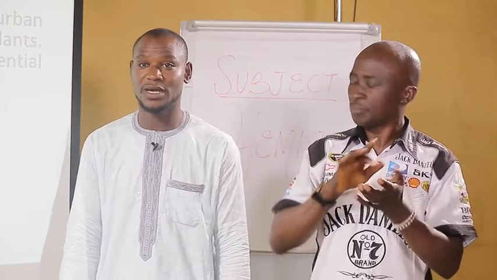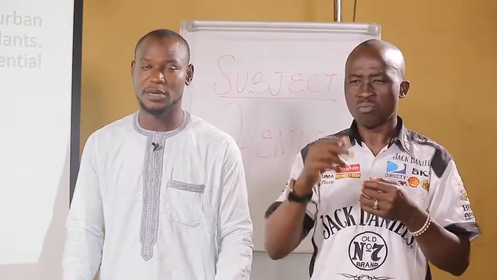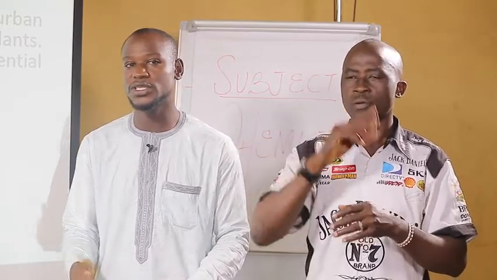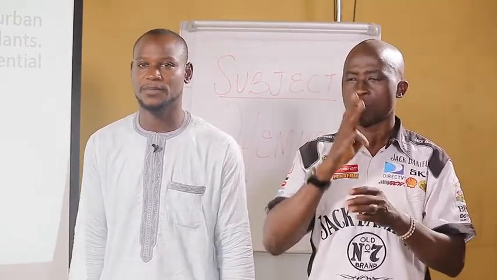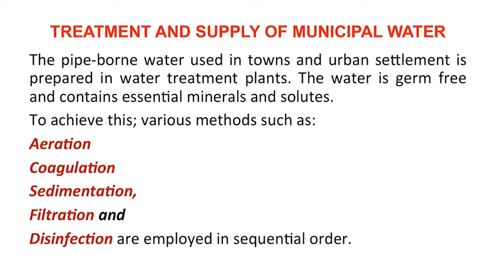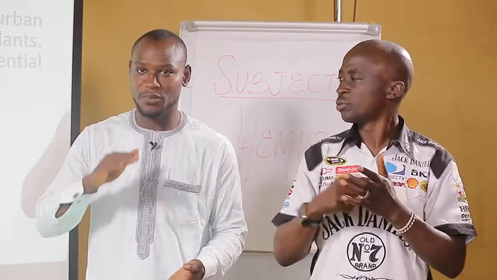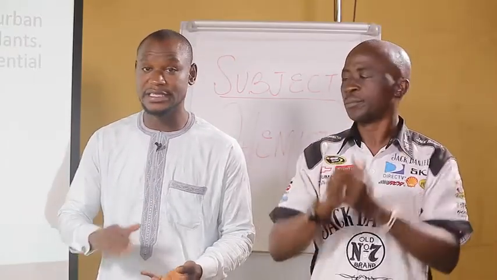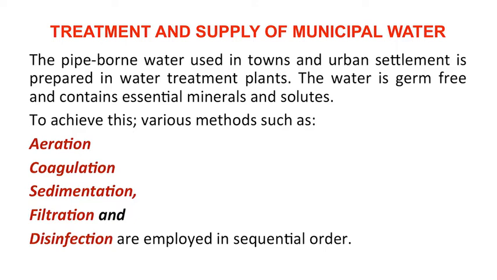I want to believe that most of you have used tap water, and there are a lot of things in tap water. I believe you know there are processes which the water will follow before it is sent via taps. The processes are as follows. We agree that the pipe-borne water used in towns and urban settlements is prepared in the water treatment plant, which we call waterworks generally. And the water is to be germ-free, and it contains essential minerals and solutes for your consumption. To achieve this, there is a sequence of processes it follows. Number 1 is aeration, followed by coagulation, then sedimentation, filtration, and finally disinfection, which is the addition of chemicals.